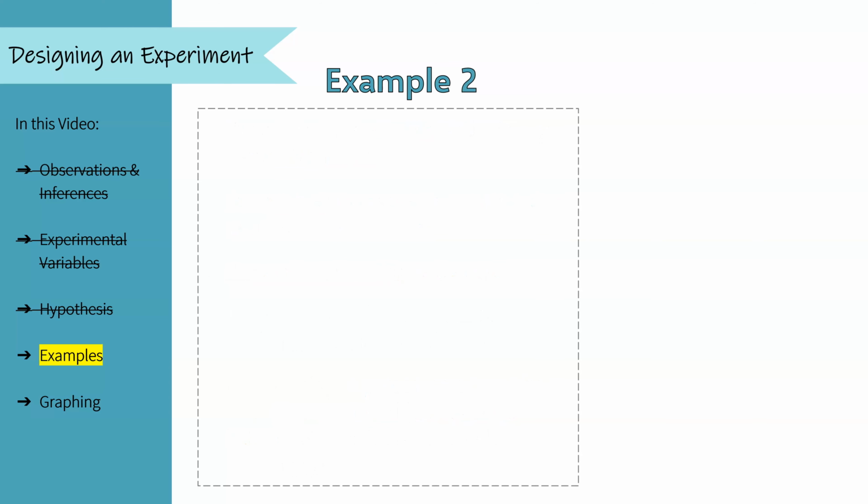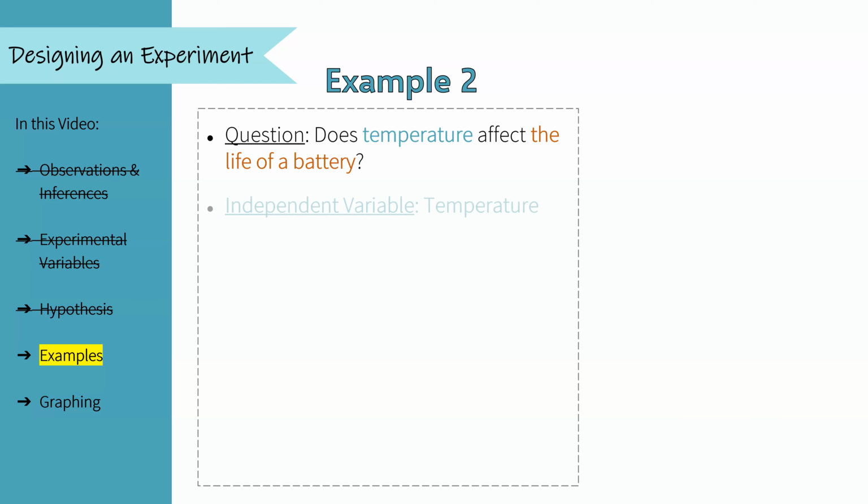Here's my second example. My question is, does temperature affect the life of a battery? What I, the scientist, am going to change is the temperature that I'm running my battery at. And what I'll measure is how long the battery lasts, or the battery life. That'll be a time, right? Quantitative.